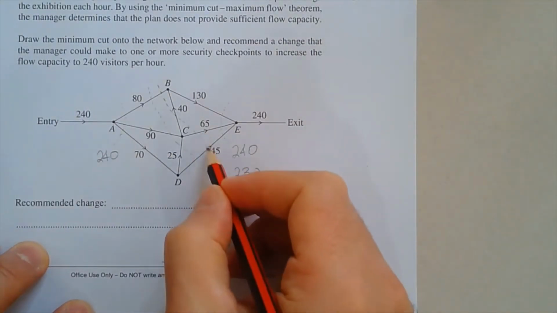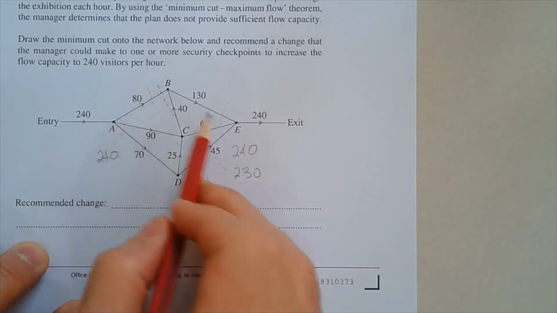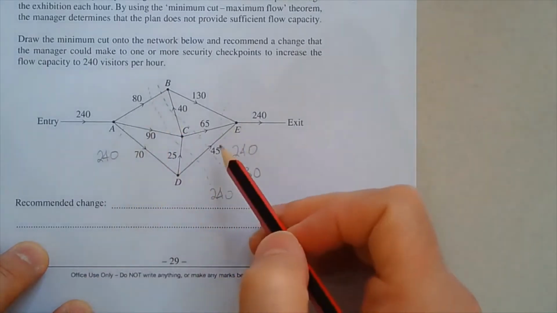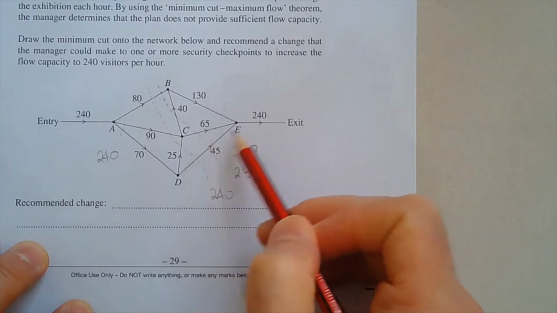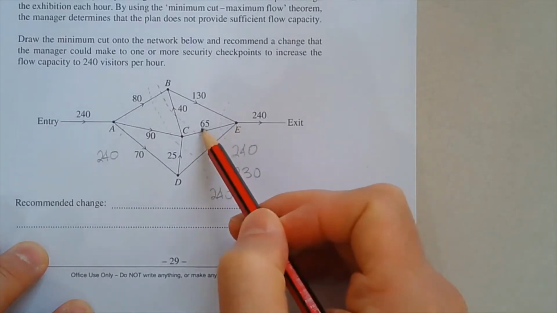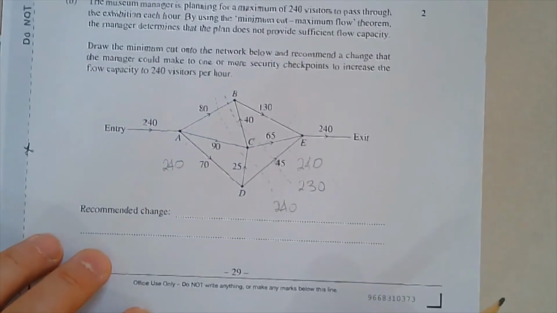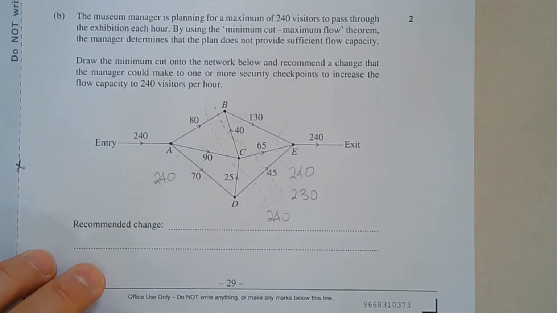So these four cuts are in fact necessary. Cutting off the inflow to B cuts off BE, so these two are important there. And also cutting off these two also cuts off the flow to E via these two edges here. So it looks like 230 may be correct. Now it's only a 2-mark question, so we don't want to waste too much extra time.